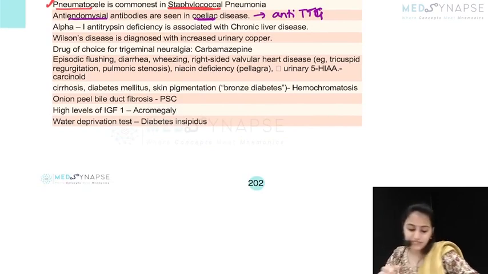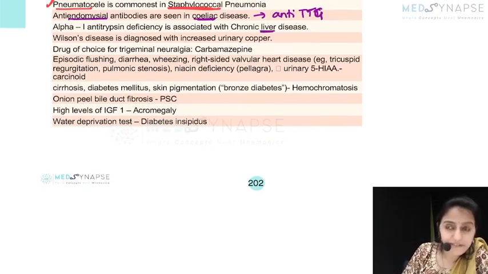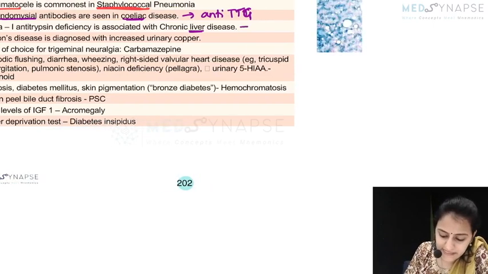Alpha-1 antitrypsin deficiency affects the liver, right? Chronic liver disease, plus it also causes emphysema. What kind of emphysema? Pan-acinar. Pan-acinar emphysema.